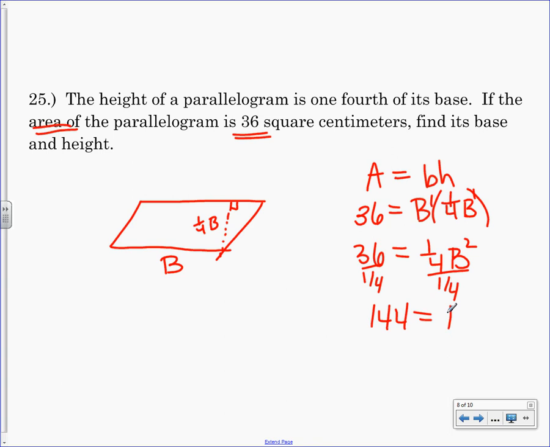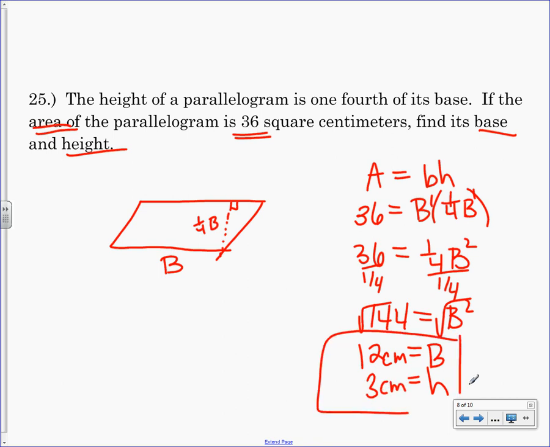144 equals b squared. Now what do? Square root both sides. Technically, b is going to be plus or minus 12. Does negative 12 make sense for the side of any shape? Nope. So just positive 12 what? Centimeters. It asks you for base and height. So what's the height? What's a fourth times 12, or 12 divided by 4 is the same? 3 centimeters. Look at that again and see if you have a question somewhere.